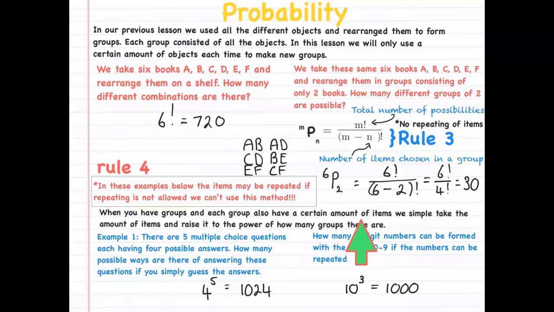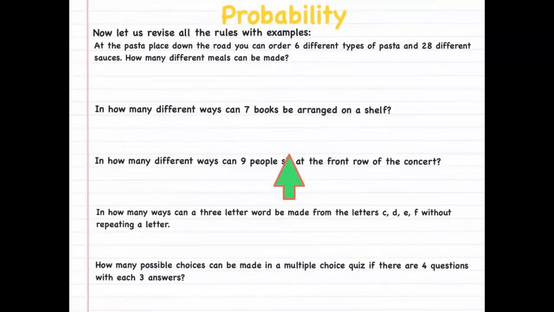Okay, now for rule number 3, let's get back to the point here that there's no repeating of items. In rule number 4, there are repeating of items. Now we're going to try a whole bunch of examples to revise all of these different counting methods and rules. Now let us revise all the different counting rules with examples.